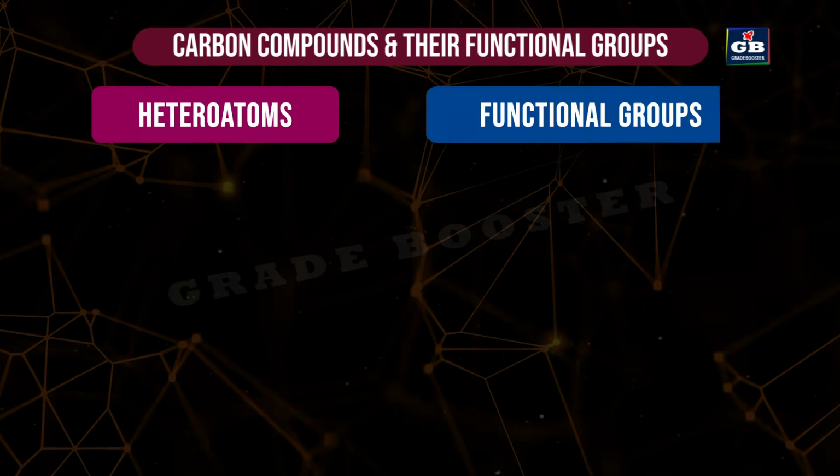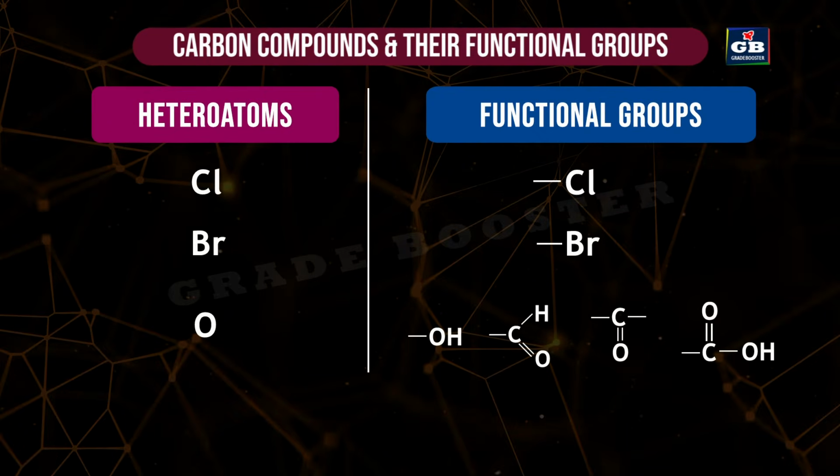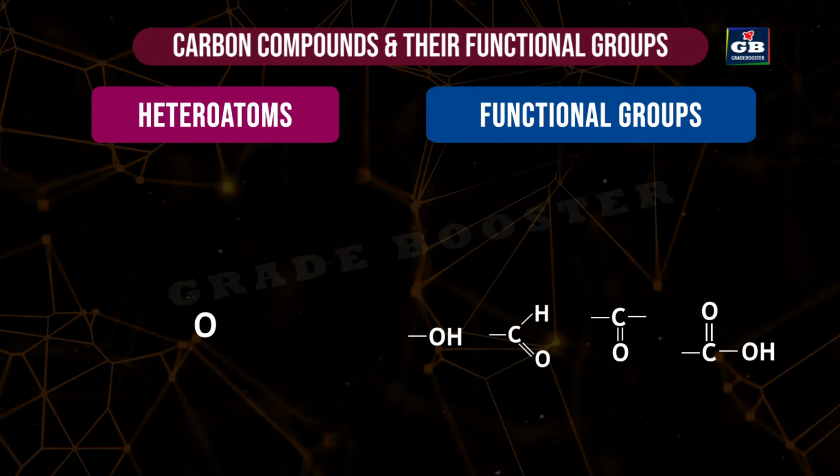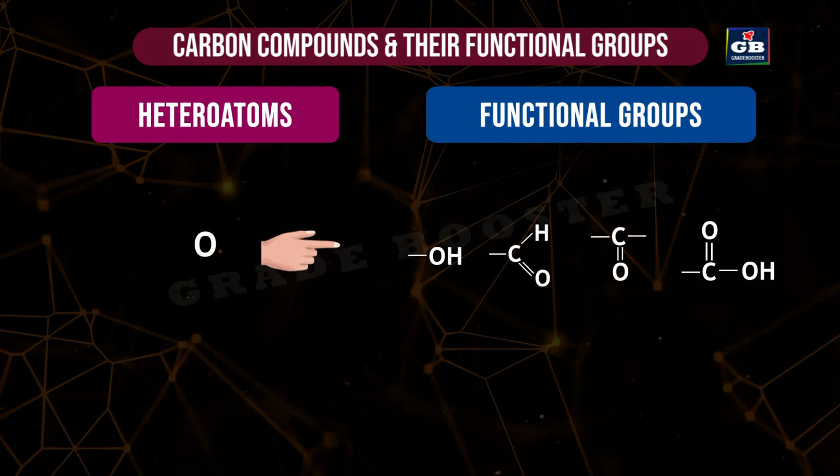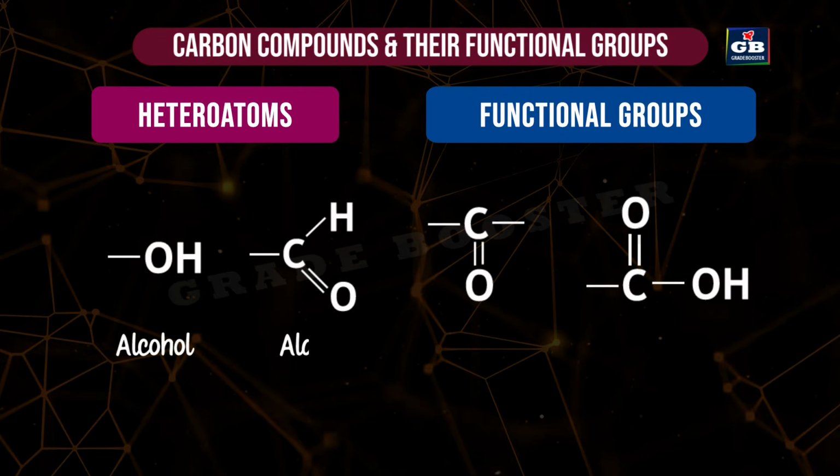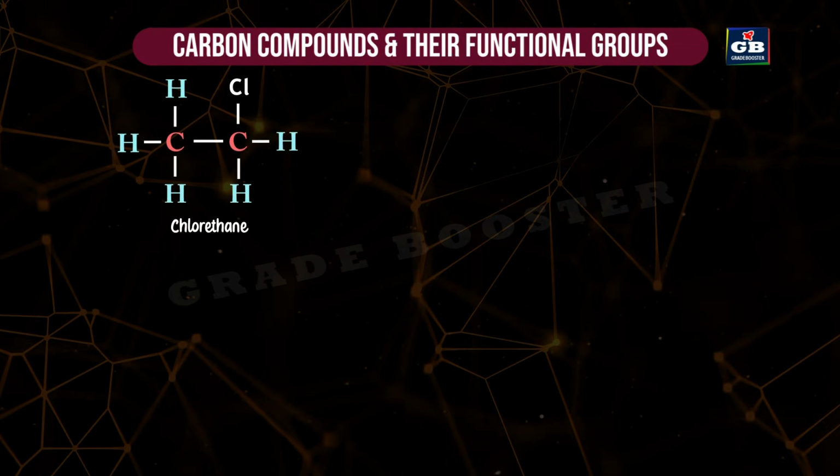These heteroatoms form the functional groups of the compounds. Sometimes heteroatoms pair up with some other atoms and form groups. For example, here oxygen is the heteroatom. It forms various functional groups like alcohol, aldehyde, ketone, carboxylic acid. This is chloroethene. Here chlorine is the functional group.